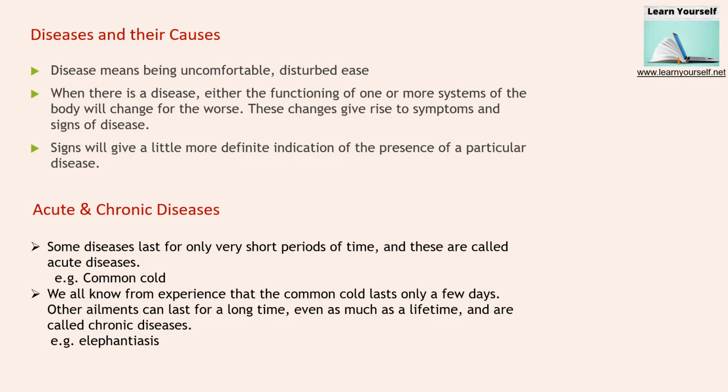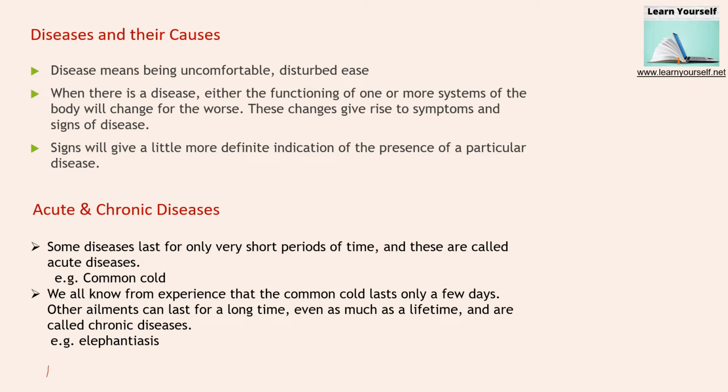Disease and its causes. When can we say that our body has a disease? What is the meaning of disease? Disease means being uncomfortable, disturbed, when we are not feeling healthy. For example, we have a headache or a common cold. That means it is disturbing our ease, and we are feeling uncomfortable, and that is the meaning of disease. When there is a disease, the functioning of one or more systems of the body will change for the worse. Now, how is it going to happen?